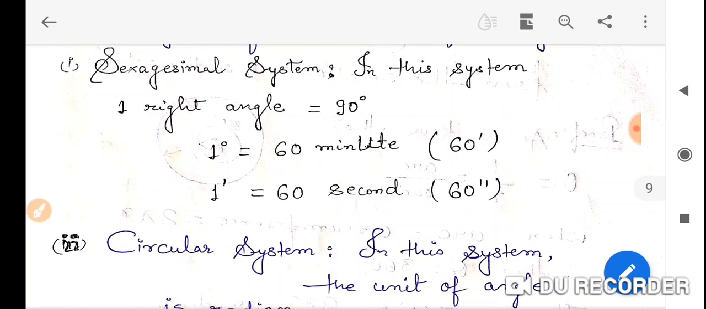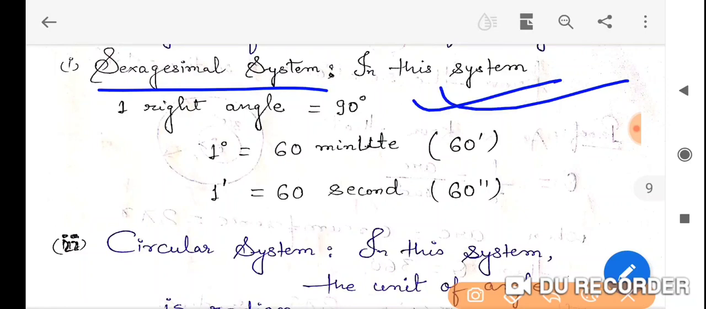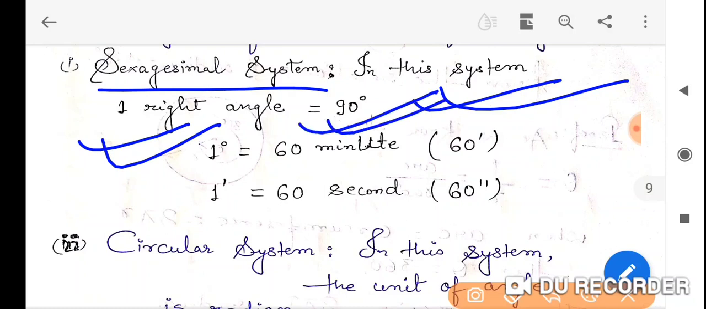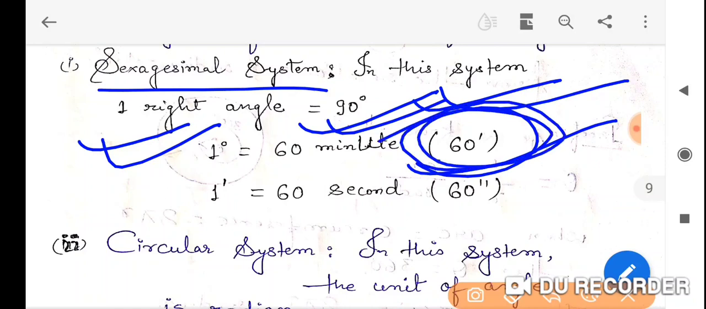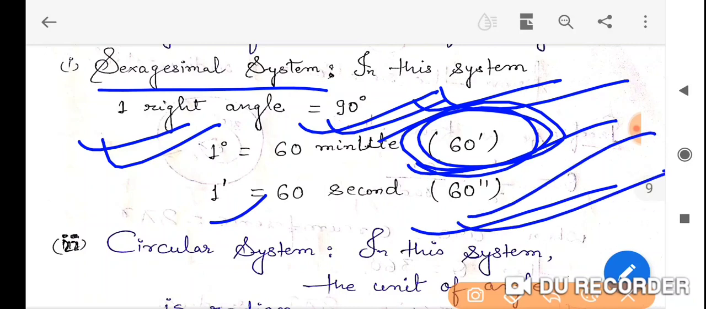The degree measure is used in the sexagesimal system. This system is known as sexagesimal system. In this system, the unit is degree, and one right angle is 90 degree. The angle equivalent to 90 degree is called right angle, and 1 degree is equal to 60 minutes. This can be written as this, and 1 minute is equal to 60 seconds, written like this.